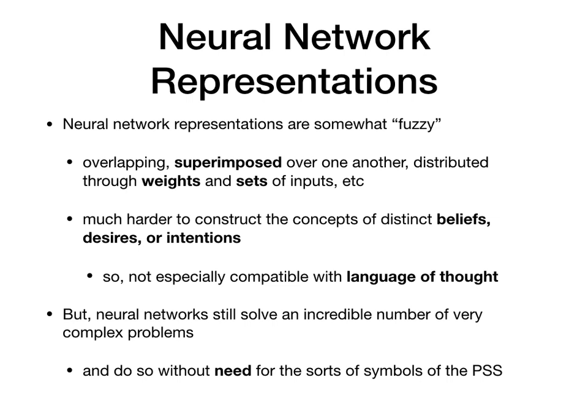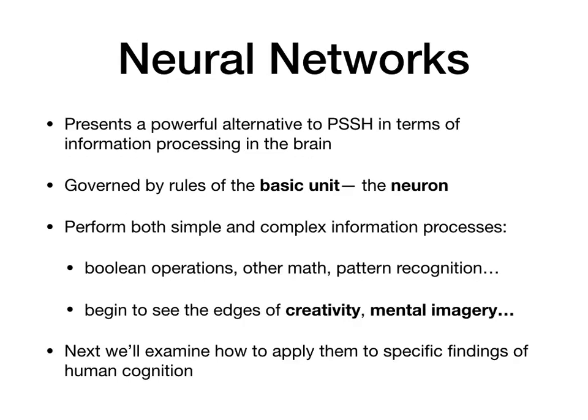But the powerful thing about neural networks is that even though they don't really do that, they can still solve these crazy complex problems, right? All the ones that we saw today. So they don't need a physical symbol system approach to really tackle some of the most interesting human problems we've got. So, to sum up this whole idea about neural networks, they are this powerful alternative to physical symbol systems in terms of processing information in the brain.